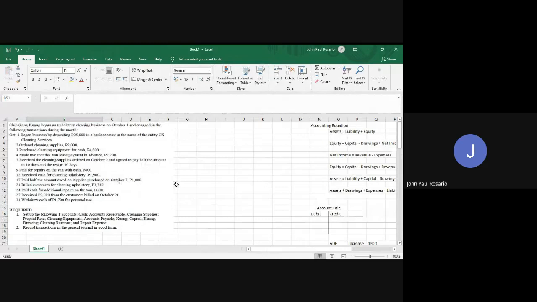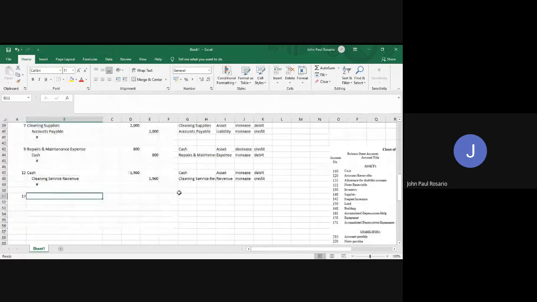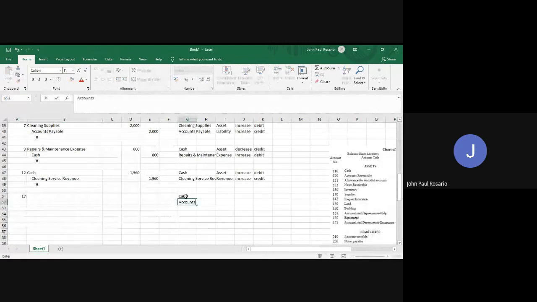Unsa ang naapektuhan? So, nagbayad man ka, malamang inigan pagbayad is cash. Tas, nagbayad ka utang. Unsa naapektuhan? In utang, accounts payable. So, cash is asset, accounts payable. Ka-asset, nag-increase, decrease, nag-decrease. So, decrease in asset is credit. And then, accounts payable is liability.